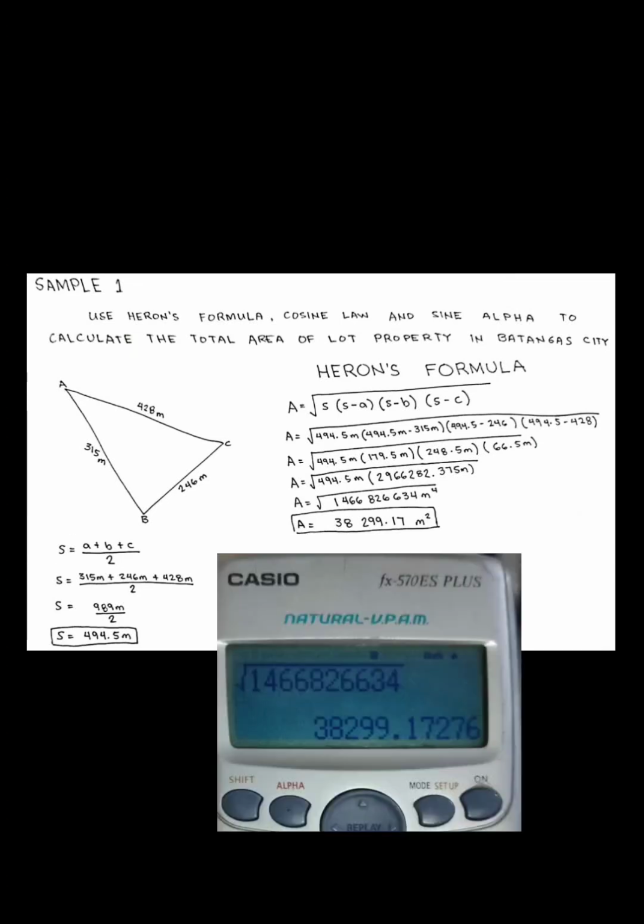After getting the mean, we can now finally solve for the area using Heron's formula by substituting all given values in the problem. Once we have a final answer, we can still use cosine law and sine alpha to check if it matches, and here's my group mate to explain that. I hope you learned something from Heron's formula. Thank you.